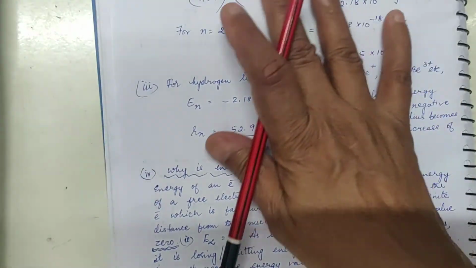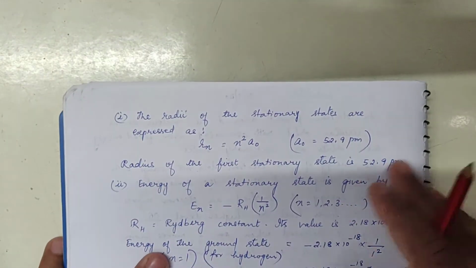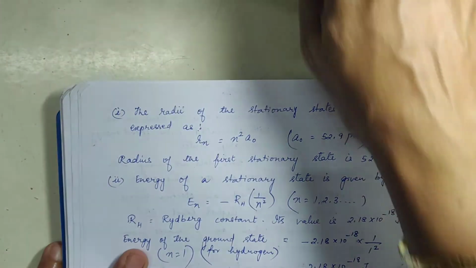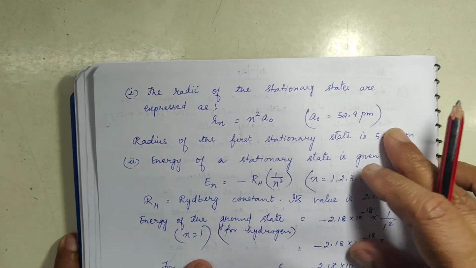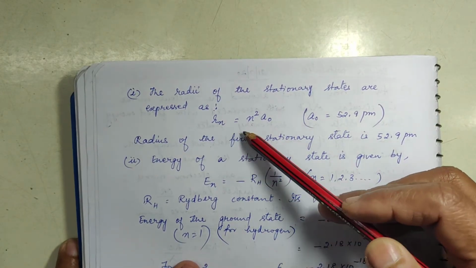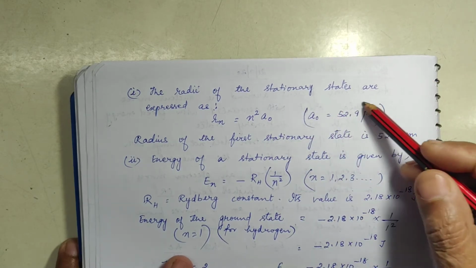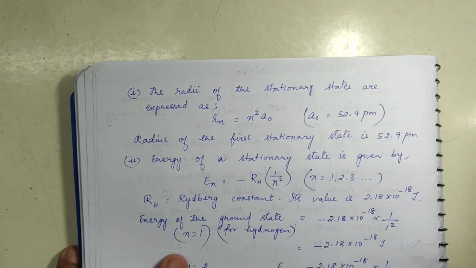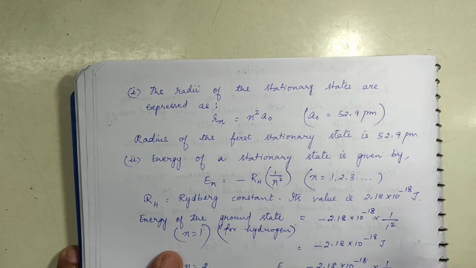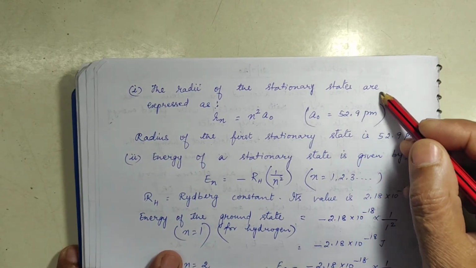Then apart from this, we also have the radii of stationary states. They are expressed as Rn is equal to n square A naught. Now what is A naught? A naught is a fixed value, that is 52.9. That is radius of the first stationary state, that is at the K shell, right?